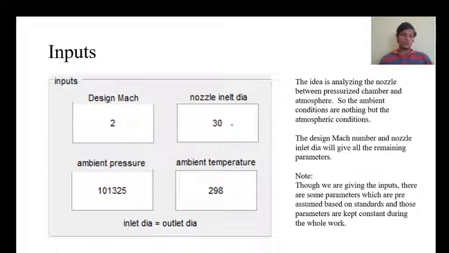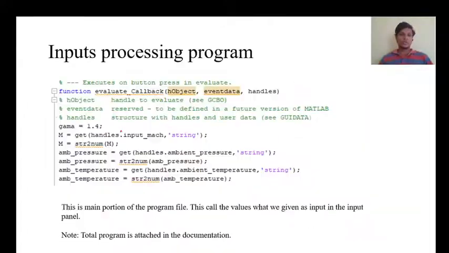I'm going to the second. So for this case, Mach 2 is shown here as a design Mach number. Let's see in the next slides what case we are dealing with.